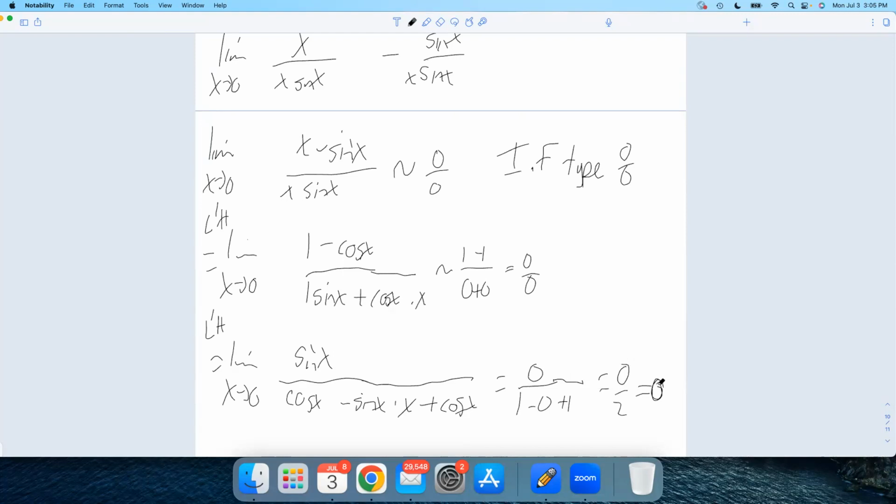So my final limit is 0 because I did not get 0 over 0. Don't keep taking derivatives forever. At each step you plug in, if you don't have an indeterminate form anymore, you can't go any further.